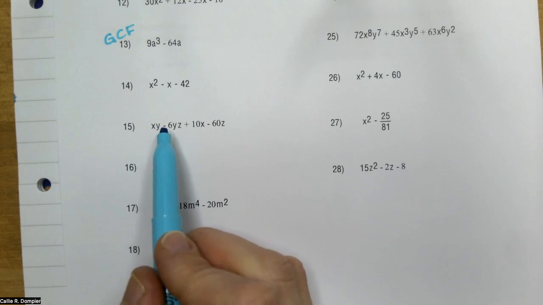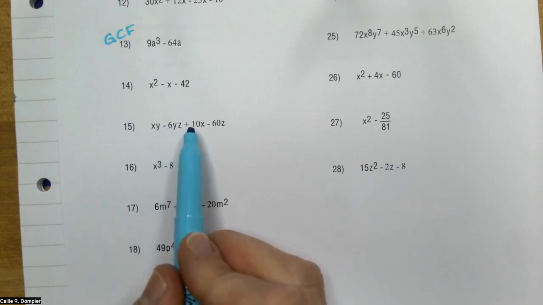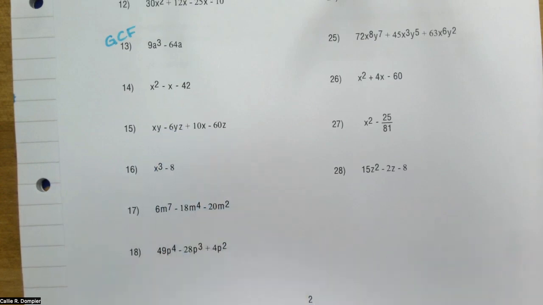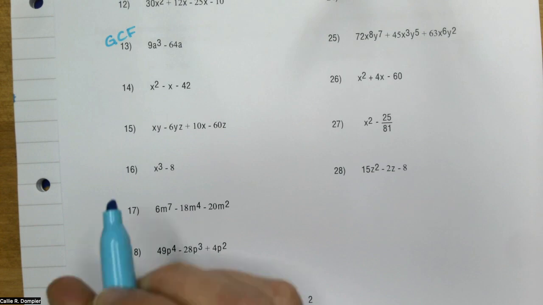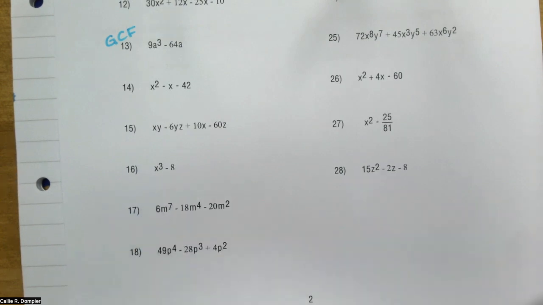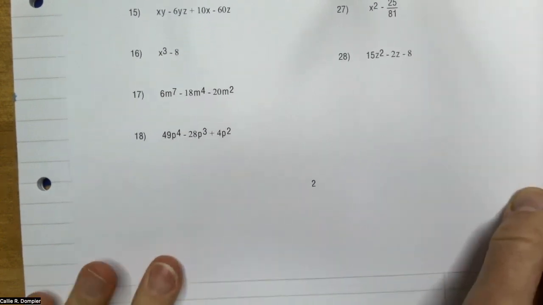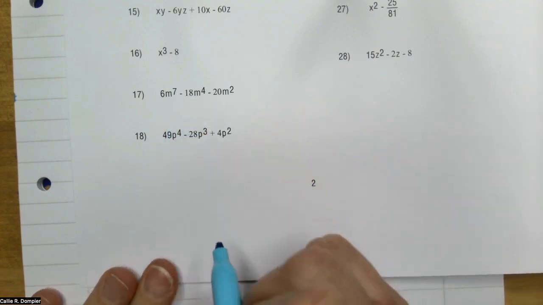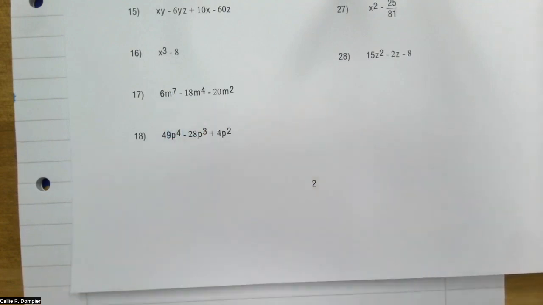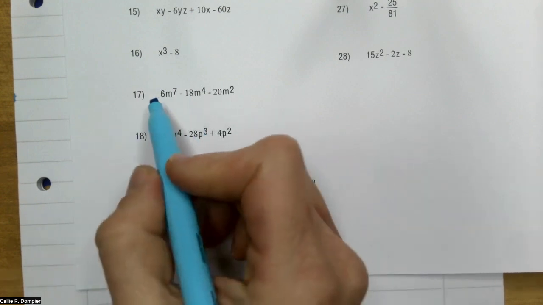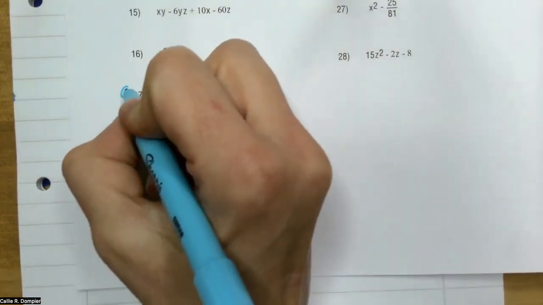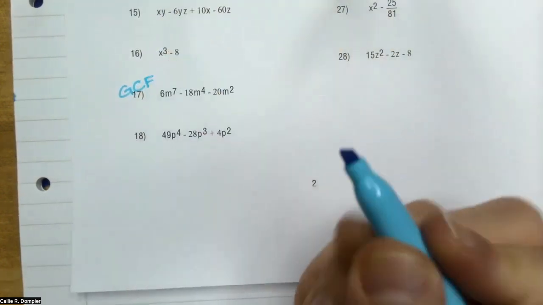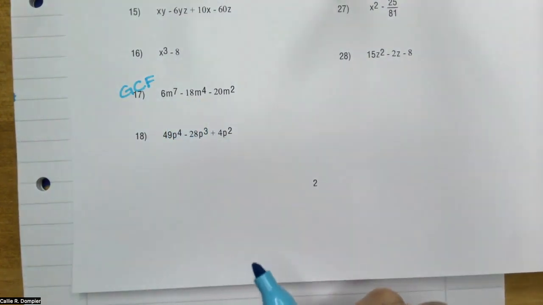Here we have xy minus 6yz plus 10x minus 60z. There's nothing that is common to all four of those terms, so that is not factorable by greatest common factor. X cubed minus 8, nothing in common between x cubed and negative 8. 6m to the 7th minus 18m to the 4th minus 20m squared. All the coefficients are even, so I know I can at least divide by 2, and they all have a variable, so I can take out m squared, right?